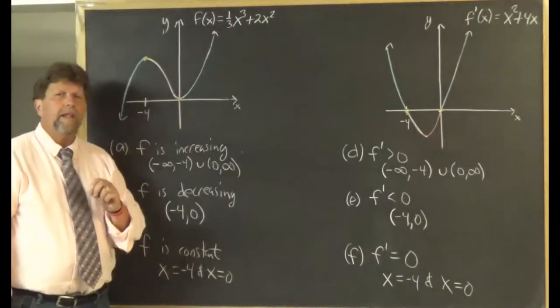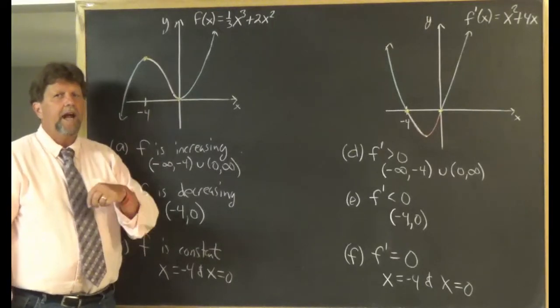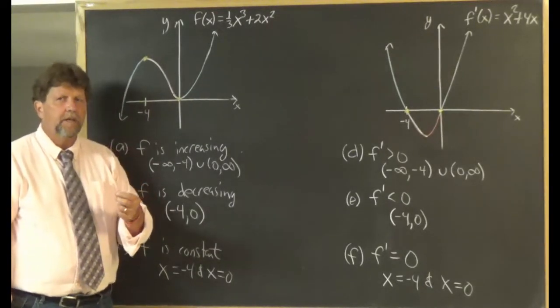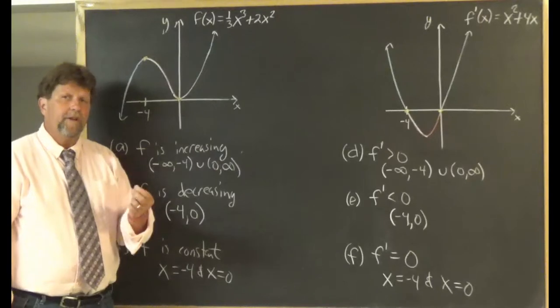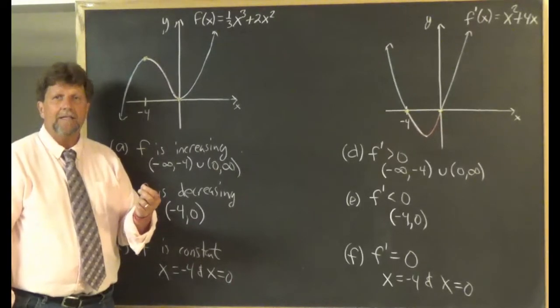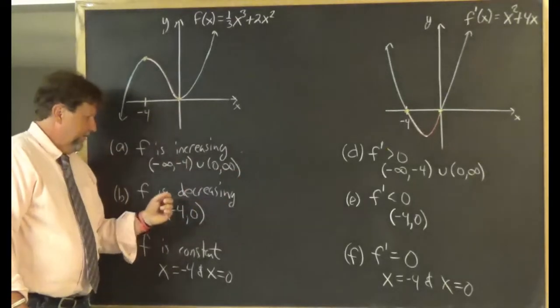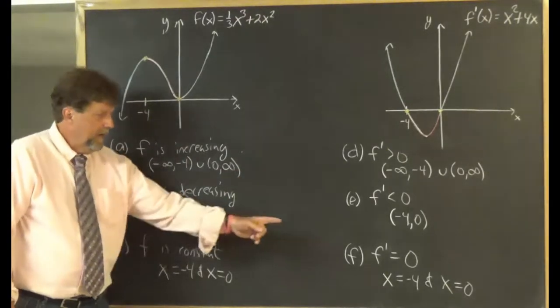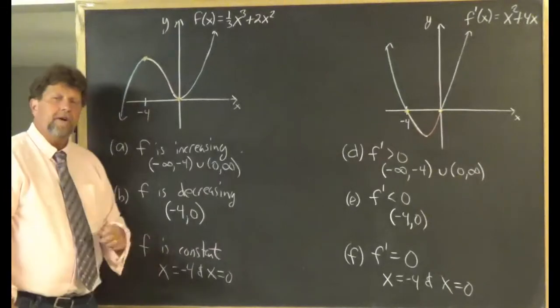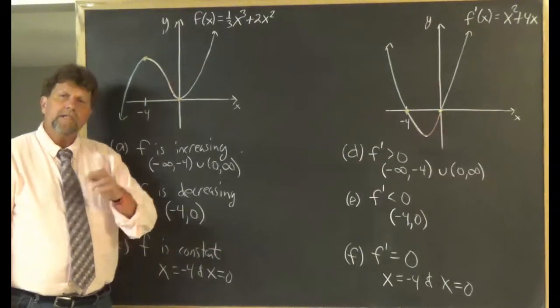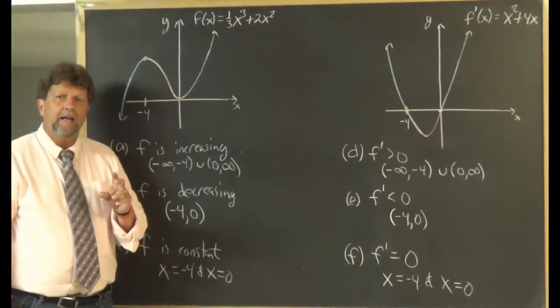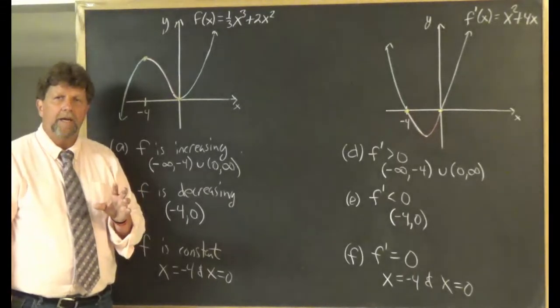This is an important relationship between the derivative and how it tells us the behavior of a function. In short, where the derivative is positive, the function's increasing. Where the derivative is negative, the function is decreasing. And where the derivative is 0, the function is constant. So let's head on back to the slides and kind of formalize this just a little bit.